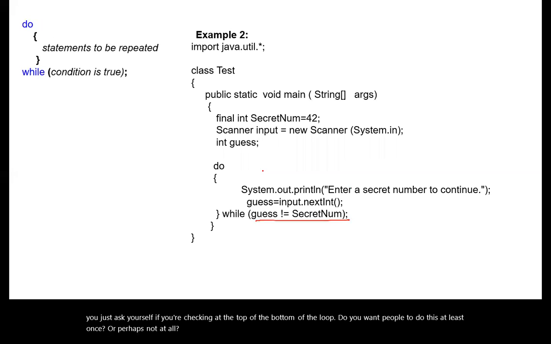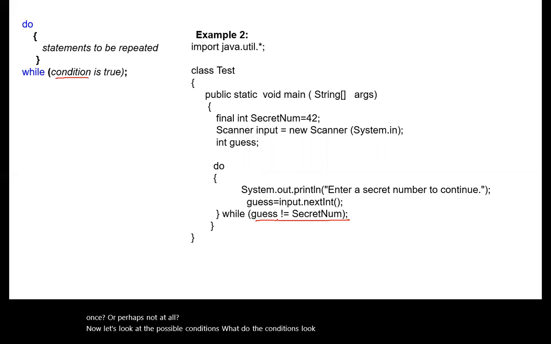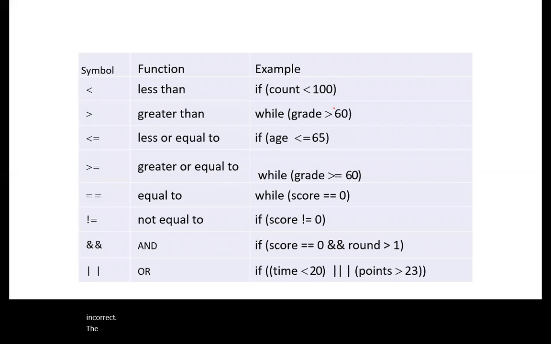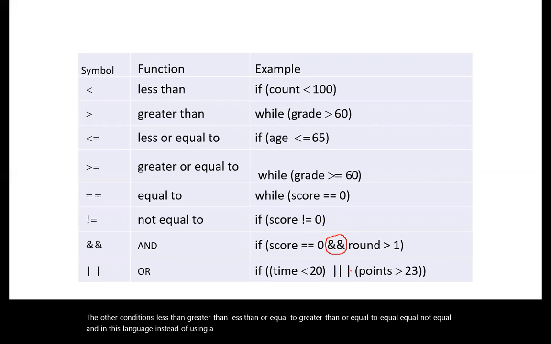Now let's look at the possible conditions. What do the conditions look like? The one we had was while the guess is incorrect. The other conditions, less than, greater than, less than or equal to, greater than or equal to, equal equal, not equal. And in this language, instead of using and, we use ampersand, ampersand. And instead of using or, you use 2 of these. That was a typo, I'm afraid. That's not actually there. Looks like 2 of those.